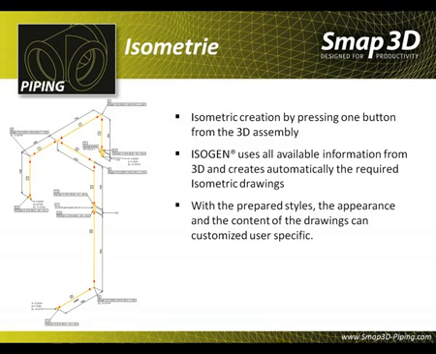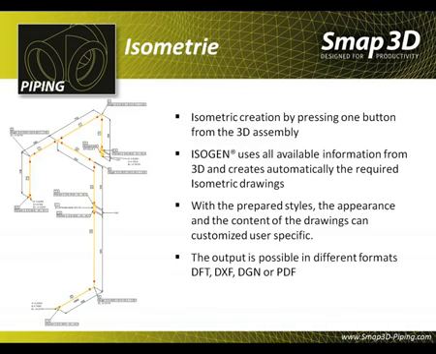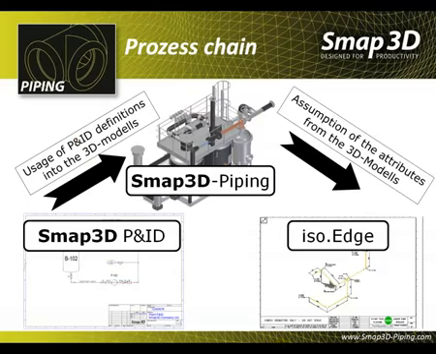With the prepared styles that are included in Isogen, the appearance and the content of the drawings can be customized 100% user specific. The output of the isometric drawings is possible in different formats, for example in Solid Edge Draft, in DXF format, DGN or as PDF. After this theoretical information, I'd like to show you the products and the combination of the products in a live demo.